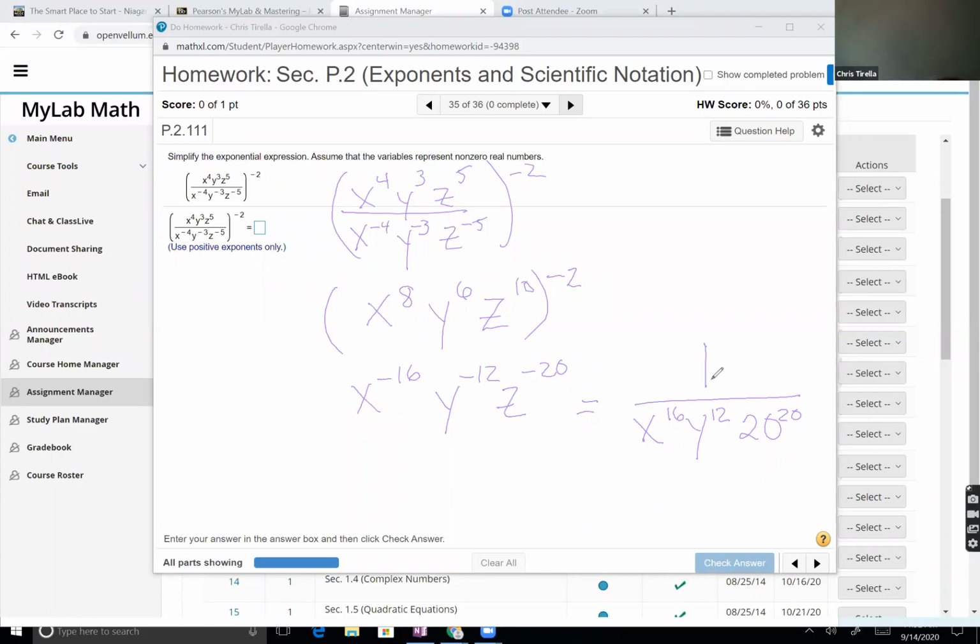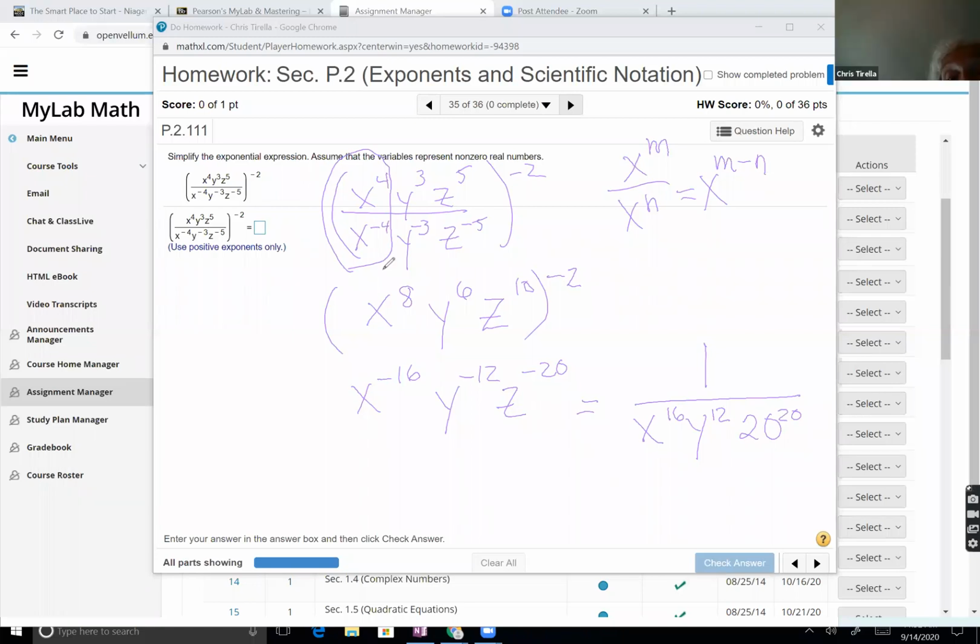I have a question. Sure. How did you get the x to the 8? Did you combine the x to the 4th and x to the -4th somehow? Remember, when you divide, if I have x to the m over x to the n, you subtract exponents.